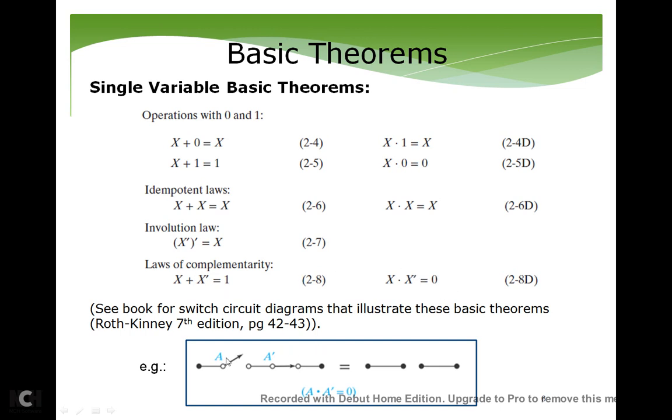Now here, we can illustrate the x dot x prime equals 0 with relay contacts. So we have a dot a prime equals 0. So a is closed and a prime opens and vice versa, so it's equivalent to an open circuit always.